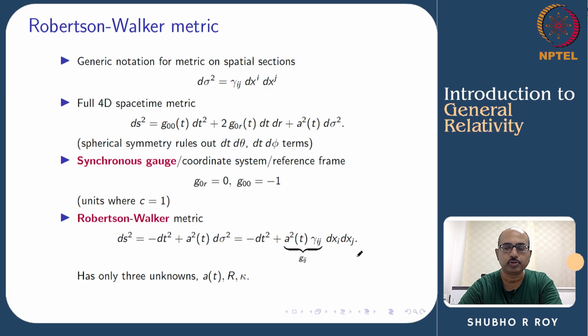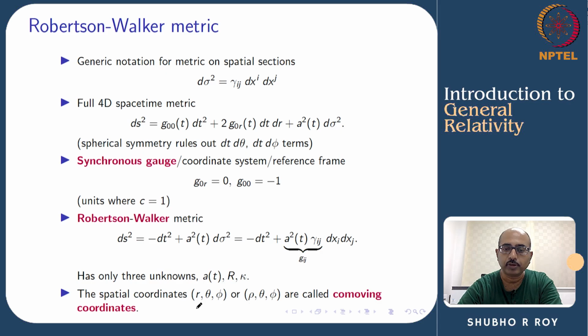So we have arrived at the Robertson-Walker form of the metric. And it has three unknowns, of course. The scale of curvature of the spatial section is undetermined. The sign of curvature of the spatial section is undetermined. And of course, this function a of t, this function of time, is also undetermined. This is called the scale factor. And more about this later. Now, the spatial coordinates r theta phi or rho theta phi, whatever you're using. If you're using Cartesian, you can have x1, x2, x3. These are called co-moving coordinates.